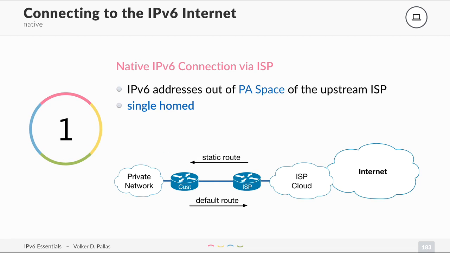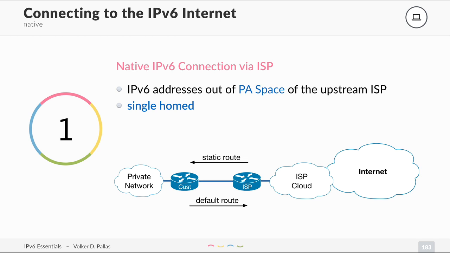The first option is native IPv6 connectivity via your ISP, where you have an IPv6 address or a whole IPv6 prefix out of the PA space of your upstream ISP. PA means provider assigned. Your provider has been allocated this space out of the RIR or LIR pool, and it can use it for their customers.